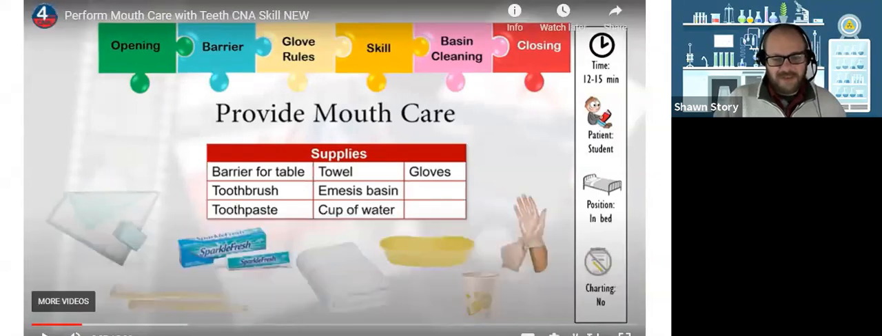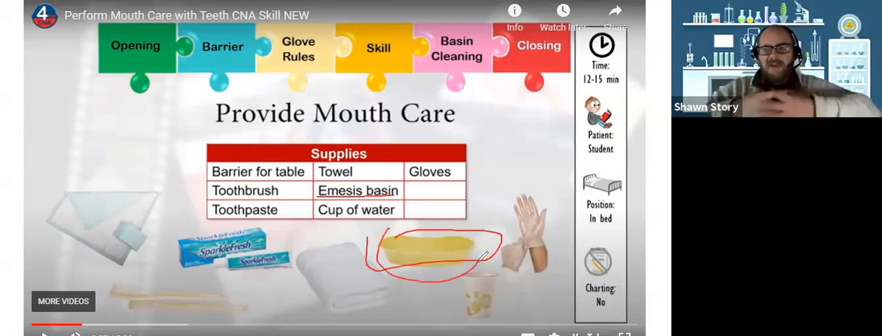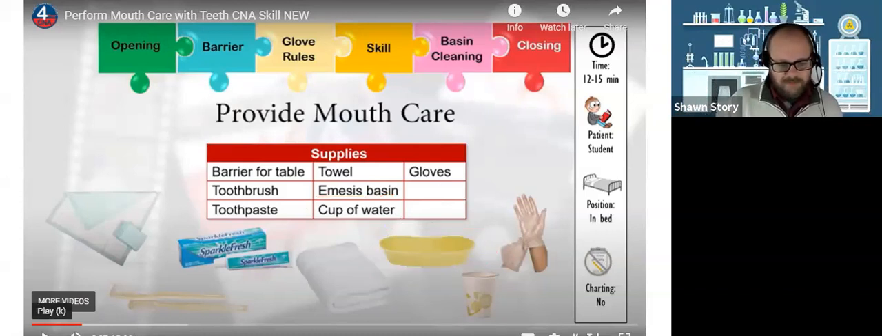So this is everything that we will need. Any questions about these items? I think this is the only new word here, the emesis basin, right? It's this curved shape thing that you can hold right under their chin. Mm-hmm. All right.